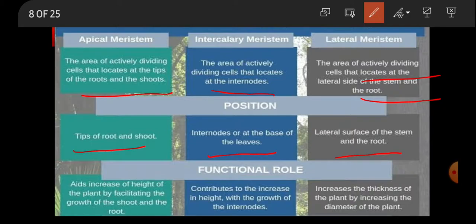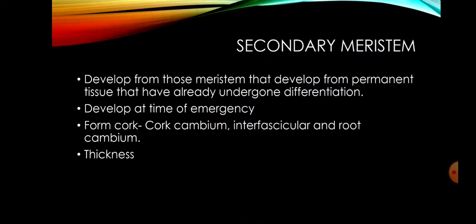Now the function of the apical meristem is that they increase the height of the plant by facilitating the growth of shoot and root. The intercalary meristems contribute to increase in height, along with the increase in internodes भी increase होंगे तभी तो height increase होगी. So ये function किसका होगा? Intercalary meristem का. Lateral meristems help in increasing the thickness of the plant. Means what will be the girth of the plant? It is affected by the lateral meristem.